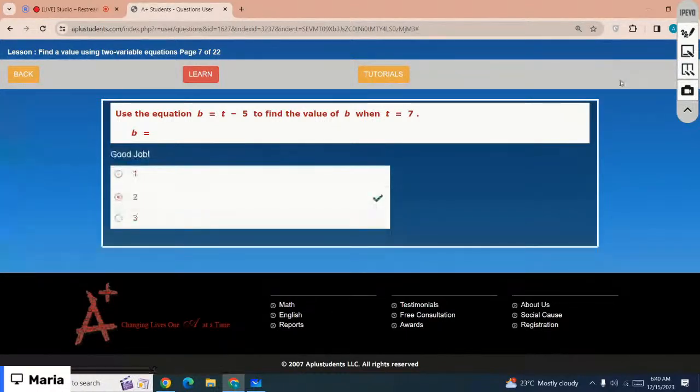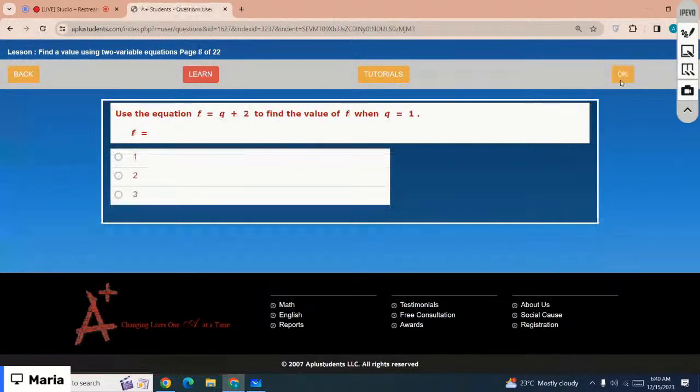Okay, the next one is use the equation f equals q plus 2 to find the value of f when q equals 1. So which is the correct option? The correct option is 3.